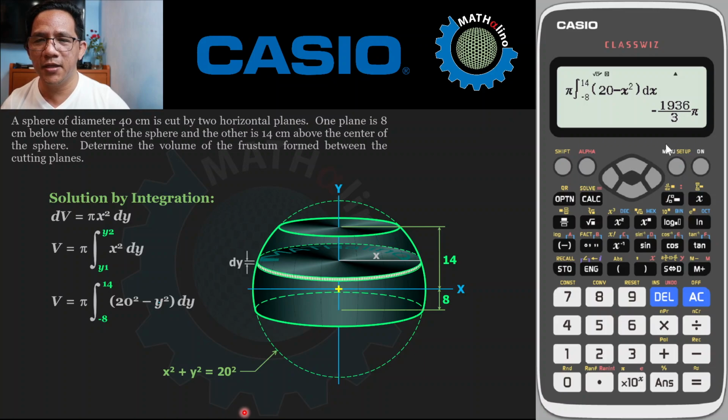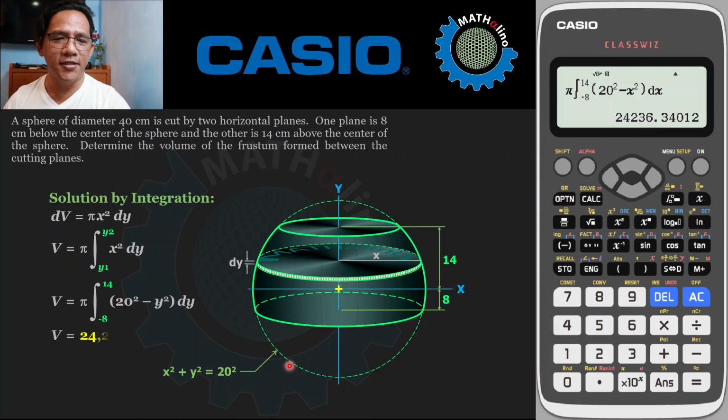Limits from negative 8 to 14, and 20 squared, not 20. This is our answer: 23144 over 3 of pi, or 2436.34. That is our answer.